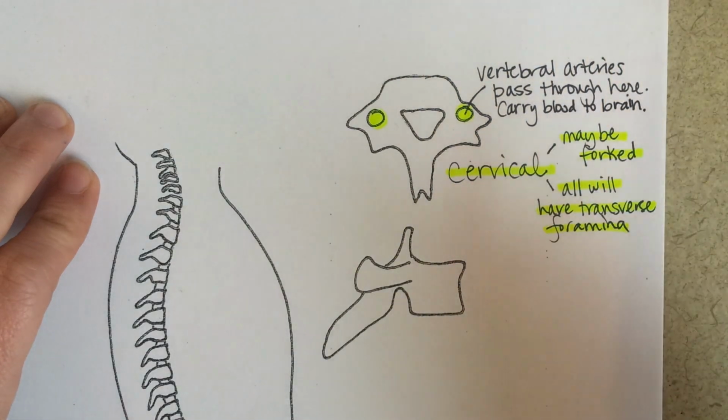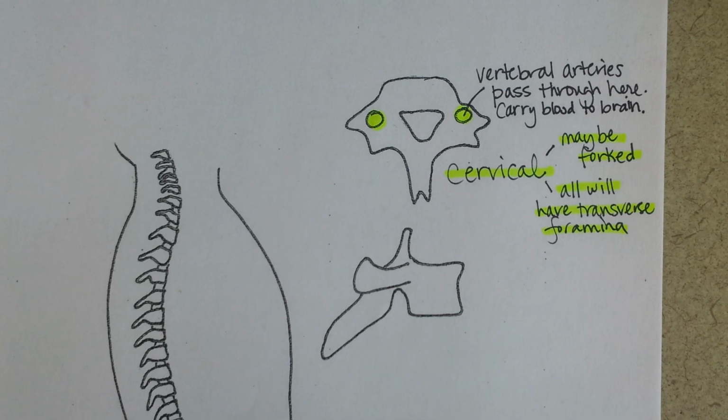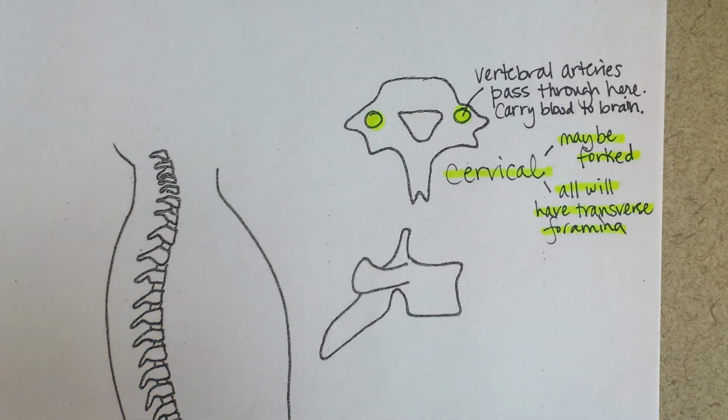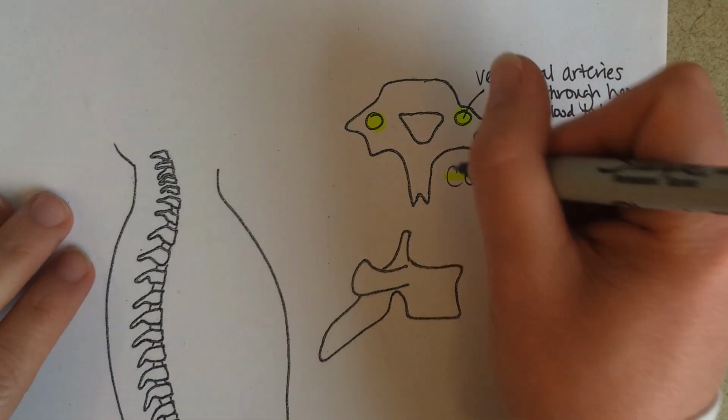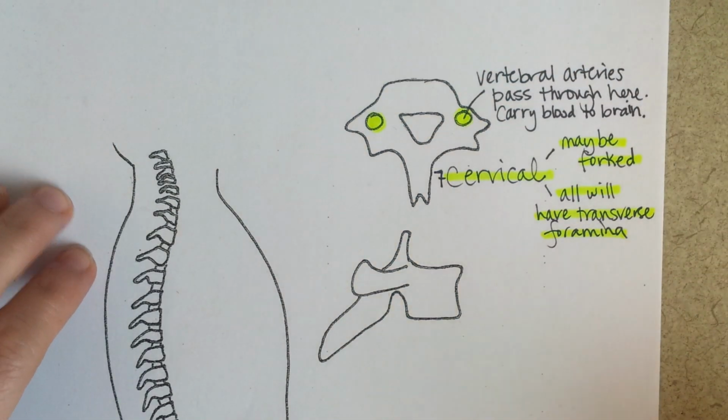You have 2 artery sources that really provide blood for the brain, and those are the vertebral arteries that actually pass through the vertebrae themselves, and then the carotid arteries, which are more lateral and go up the sides of your neck. Okay, so there's 7 cervical vertebrae.